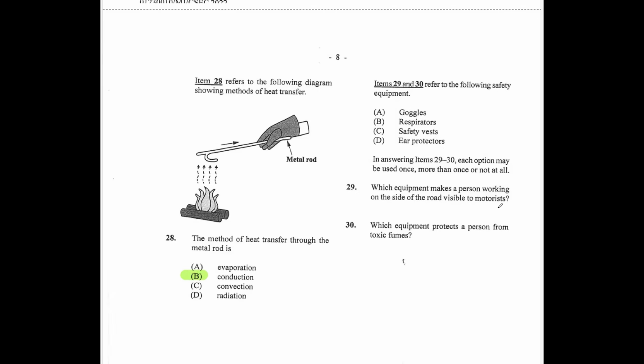Which equipment makes a person walking on the side of the road visible to motorists? That is the safety vest. So 29 is C. We'll just write that in. 29 is C. Question 30. Which equipment protects a person from toxic fumes? You want a respirator. That answer is B.